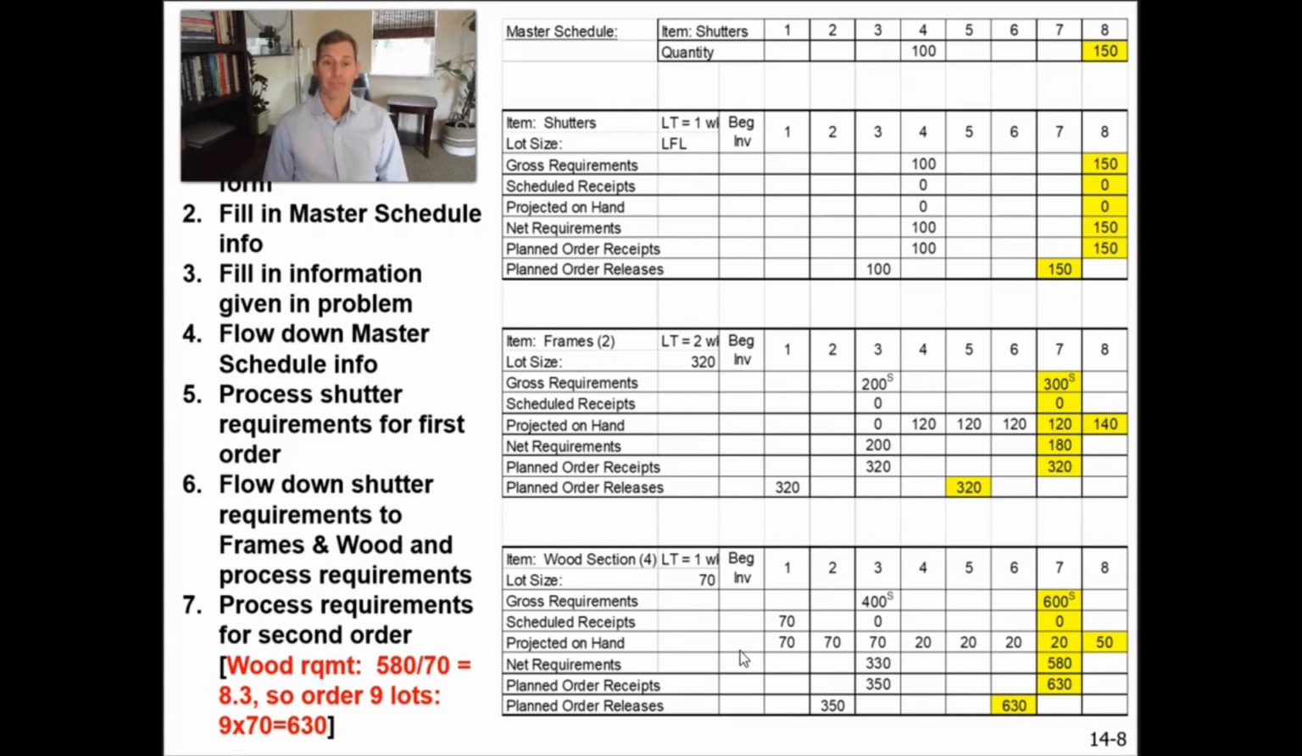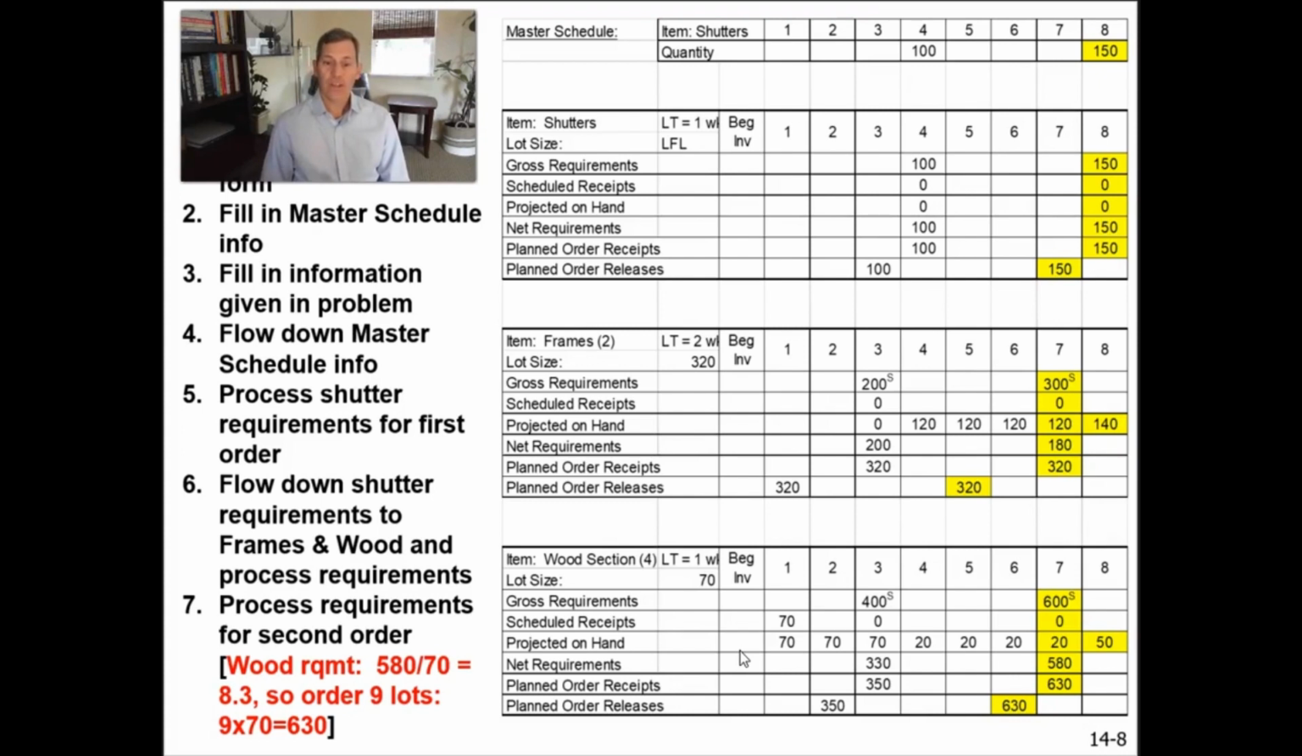Here's one thing I'll point out for you. On your exam, there are many different questions I could ask you after doing this MRP matrix in this scenario. I could ask you, how many frames will be left over in inventory in week 5? And your answer would be 120. I could ask you how many frames will be left over in week 8. The answer would be 140.